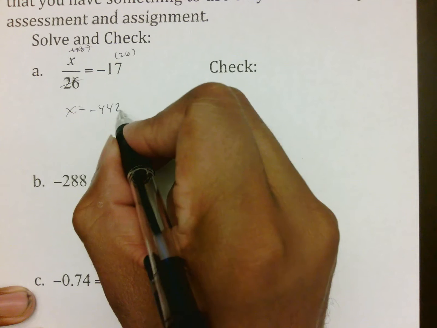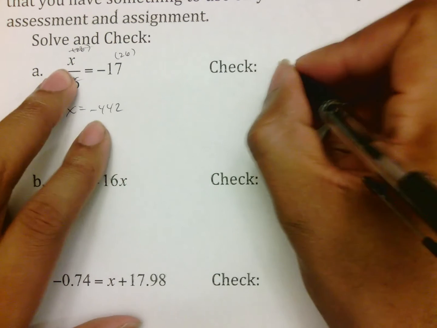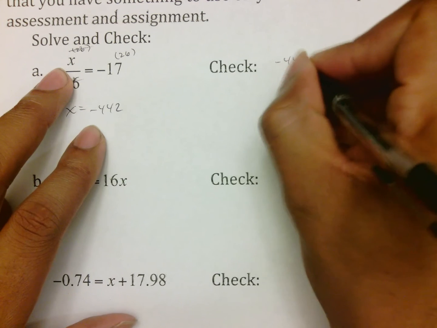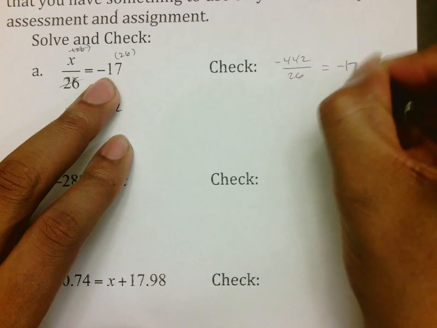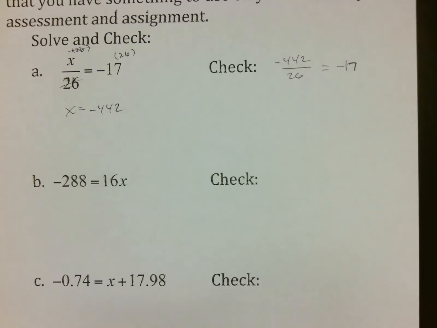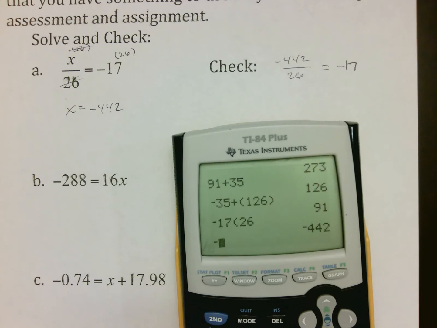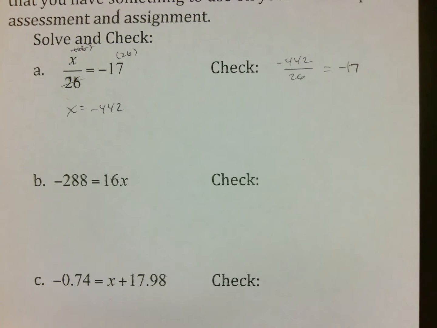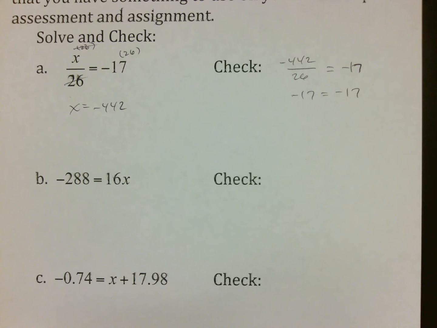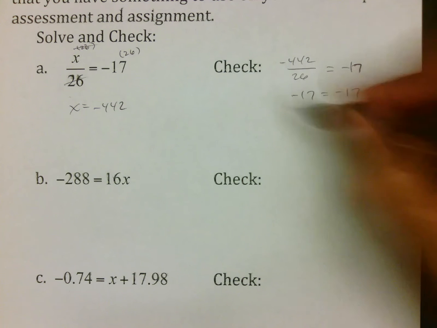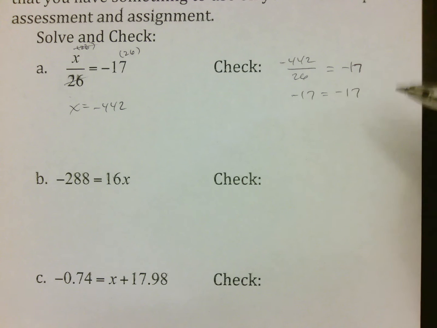And then what we do is we take this negative 442 and we plug it into this problem. So negative 442 over 26 equals negative 17. We then check. Negative 442 divided by 26, which does give me negative 17 on this side, equals negative 17 on that side. Again, that is where you're going to be adding in those 2 boxes, 2 new pieces of information.